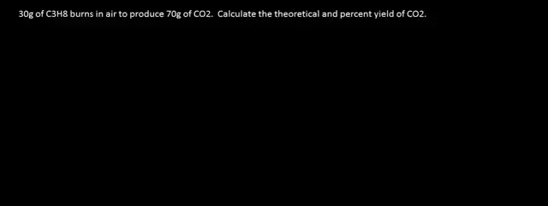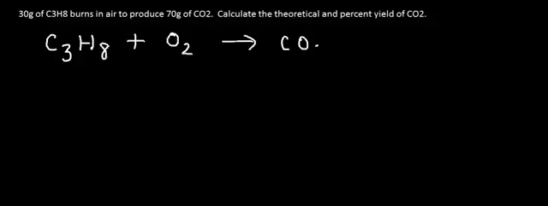In this video, we are going to talk about how to calculate the theoretical and percent yield of a compound. So the first thing we need to do is write a balanced chemical equation. So we have C3H8, which stands for propane, and it's burned in air, so it's going to react with oxygen gas, and it's going to produce carbon dioxide, and the other product is water. The reason being, it's a combustion reaction. You always get CO2 and water as products.